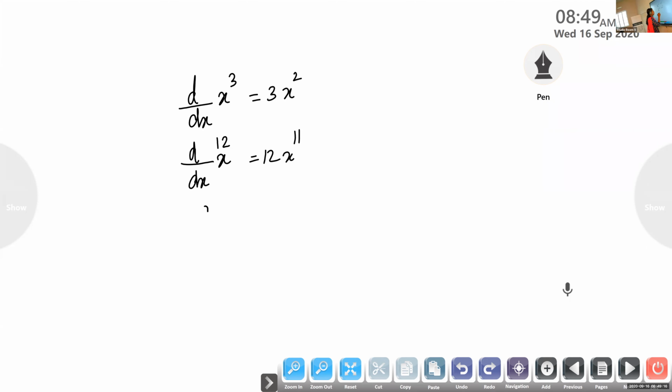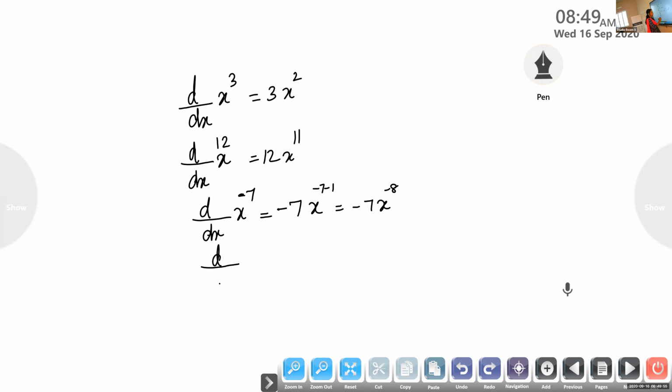Okay. Now, what is the derivative of x raised to minus 7? The method is the same. Whenever we have the form x raised to minus 7, we get minus 7 x raised to minus 7 minus 1, isn't it? So you will get minus 7x raised to minus 8. Is it okay?